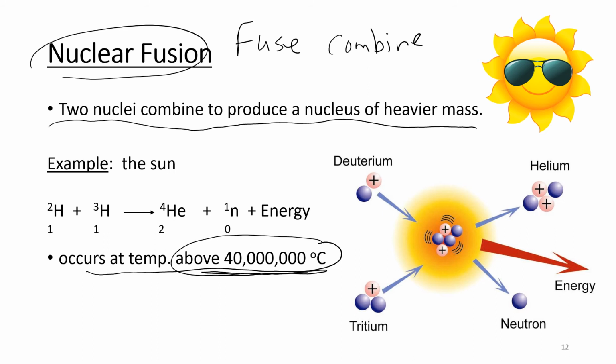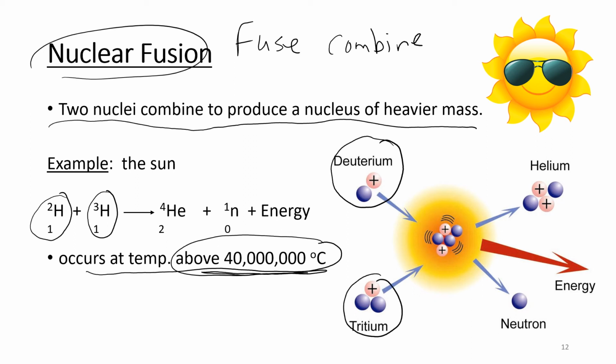So here's an example of a fusion reaction that occurs in the sun. We have H2 and H3, these different isotopes of hydrogen, and we're showing it pictorially over here on the right. So H2 is deuterium and H3 is tritium. So again, in H2 we have 1 proton and 1 neutron. In tritium or H3 we have 1 proton, because again hydrogen always has 1 proton, and we have 2 neutrons.